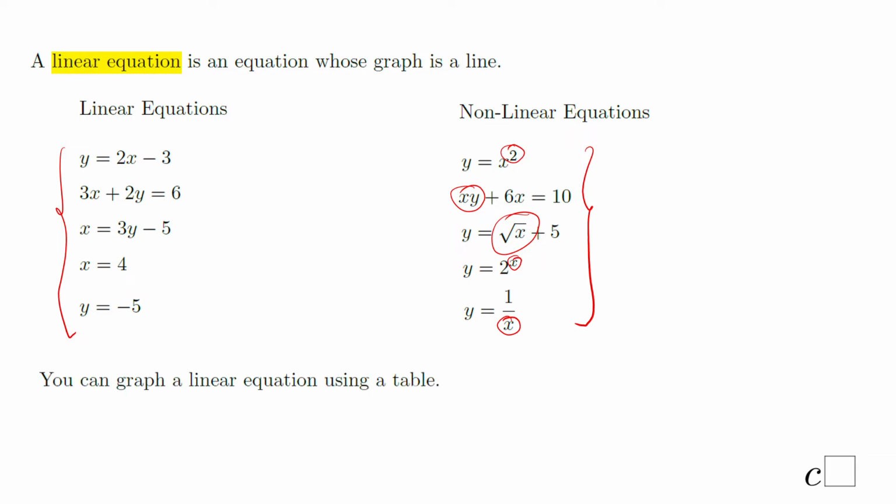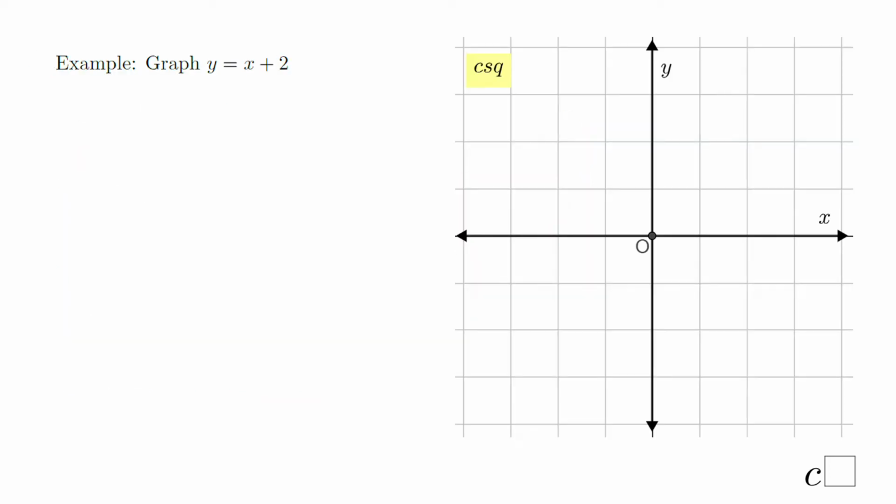And I said here you can graph a linear equation using a table. So let's take a look at this example where I said graph y equals x plus 2, and I'm going to use a table. You can use a vertical or a horizontal table. In this table I'm going to put x and y. You choose your values if that is possible, in other words if it's not restricted, and in this case we have no restriction.